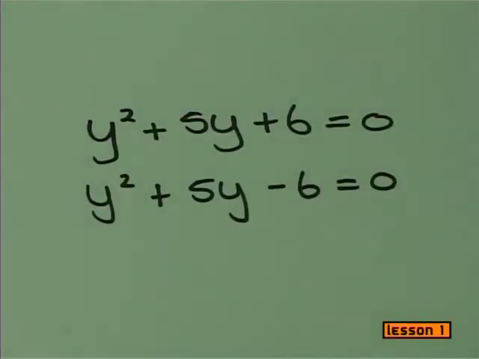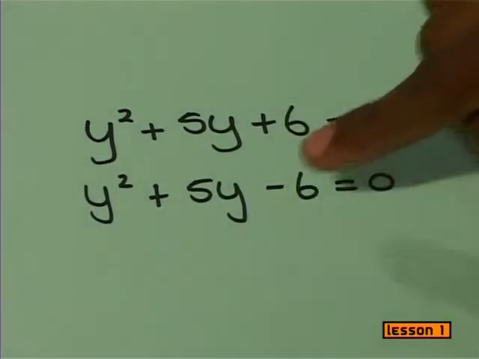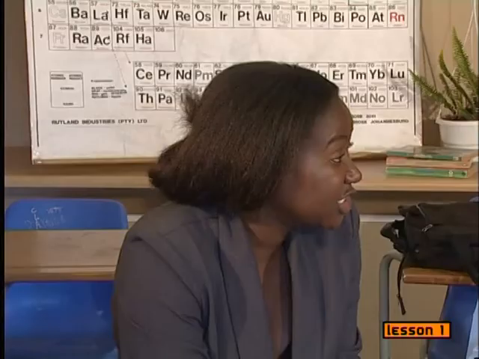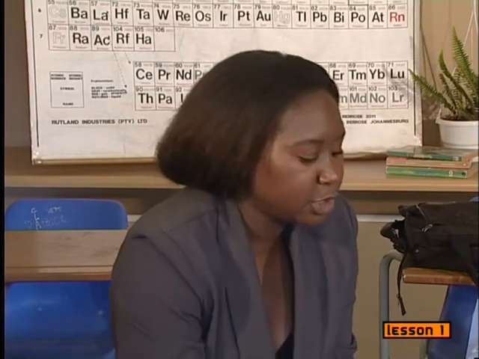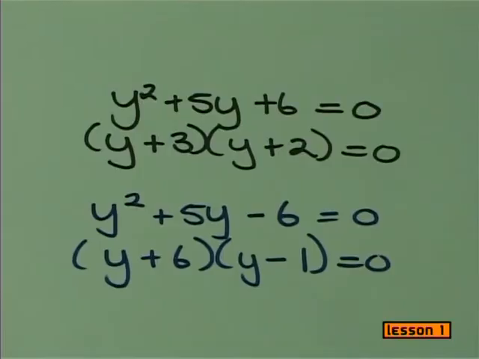Have a look at these equations. What do you notice about them? They all look very similar. Only the signs are different. Does that mean the answers will be similar too? Good question. Let me cheat a little bit here and show you what these two equations would look like when they've been factorized. That isn't at all what I expected.